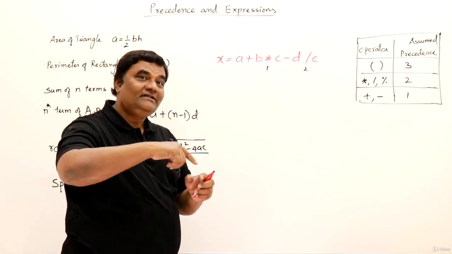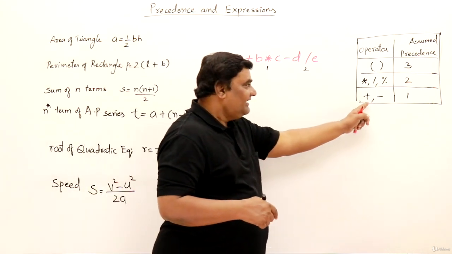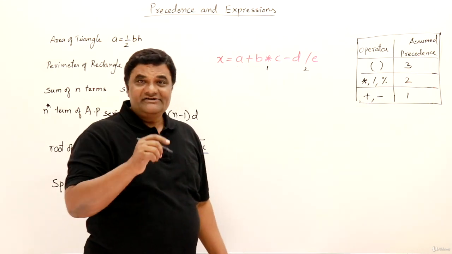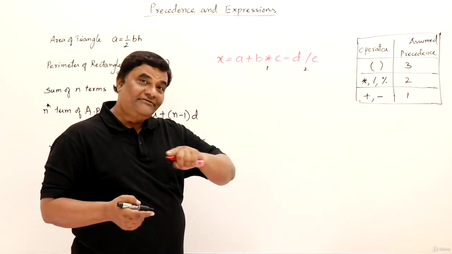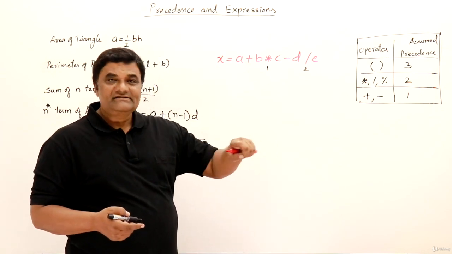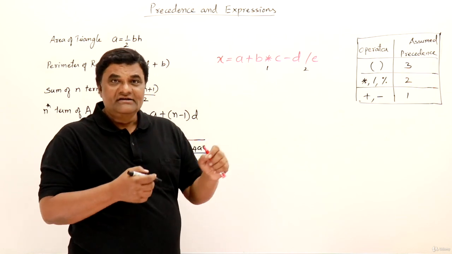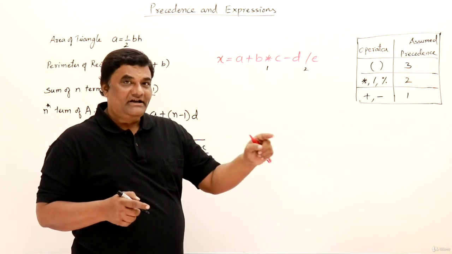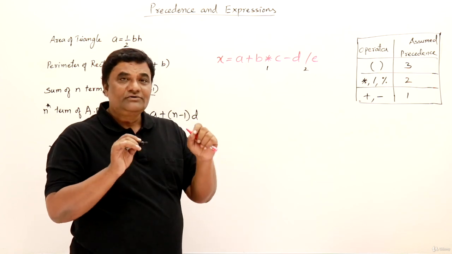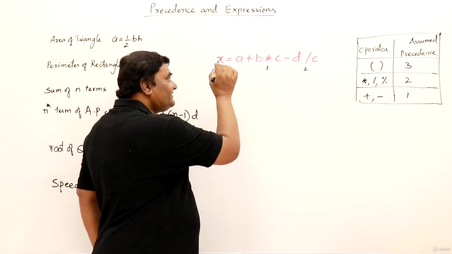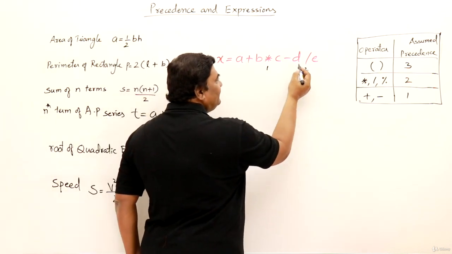Then after that, the lower precedence is for addition and subtraction. They get executed. We have both, so which one will get executed first? Again left to right. This left to right is actually called associativity. So the associativity is left to right. We will learn about associativity some other time. So first this one gets executed, then this one.